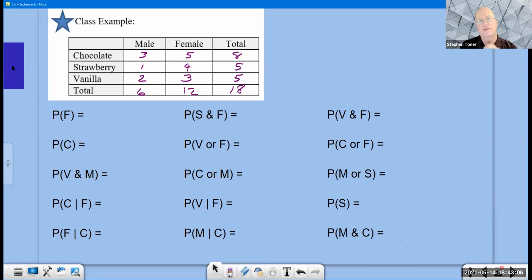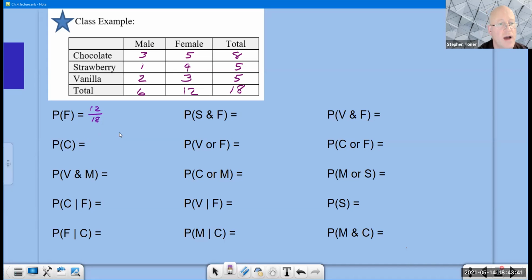We are going to now select a person at random. So C will stand for chocolate, S will stand for strawberry, etc. And I'm asking you to find each of these probabilities. For example, let me just begin with the first one before you pause your video. What is the probability of a female? Oh, I look at this and I say, females, there are 12 of them out of the 18 people in the class. So we will say the probability is 12 over 18.